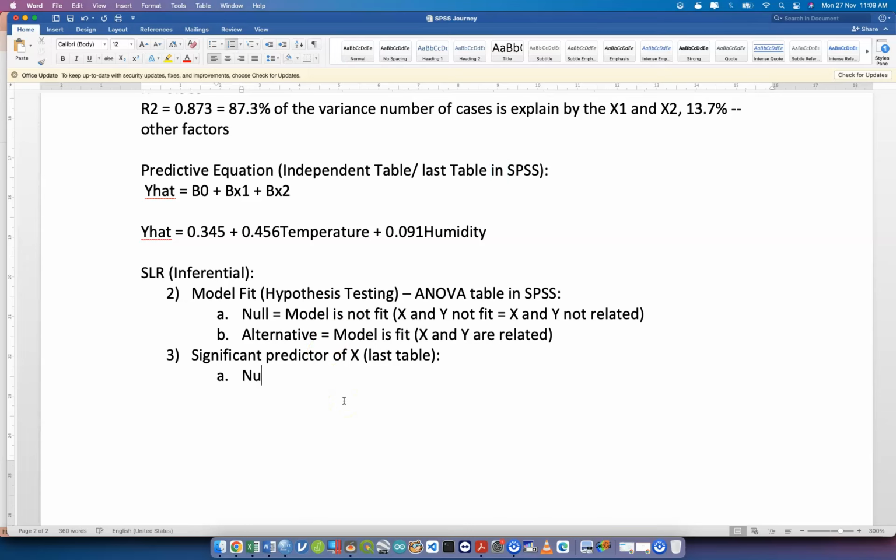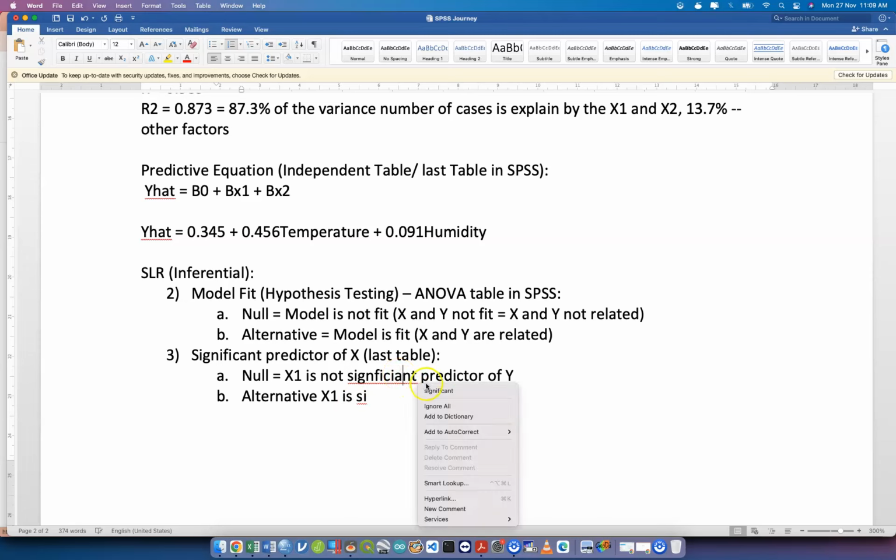So, what is the null? The null will be separated by your X's. Let's say the null is X1 is not a significant predictor of Y. Then the alternative: X1 is a significant predictor of Y. And then followed by another one.